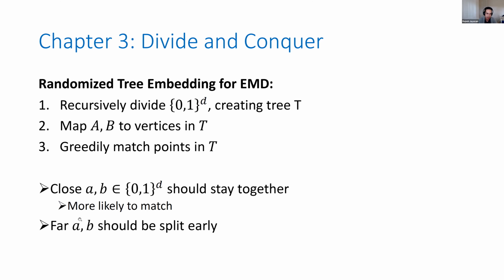On the other hand, if we have points that are far away from each other in the hypercube, we expect them to be split up in one of these cuts early on, and then they'll end up in different subtrees far away, and then they'll be less likely to be matched in the matching. So this is the idea. Close points should stay together longer in the tree. Far points should be split earlier on, higher up in the tree. So this really is the entire algorithm, but we're going to instantiate it.